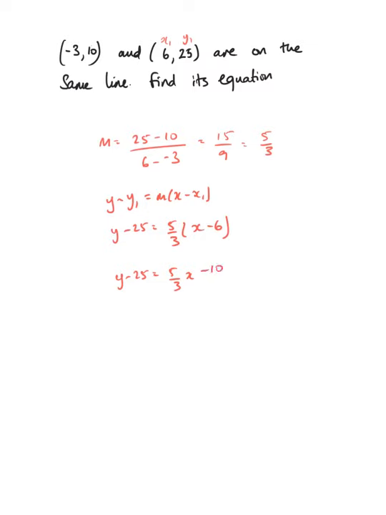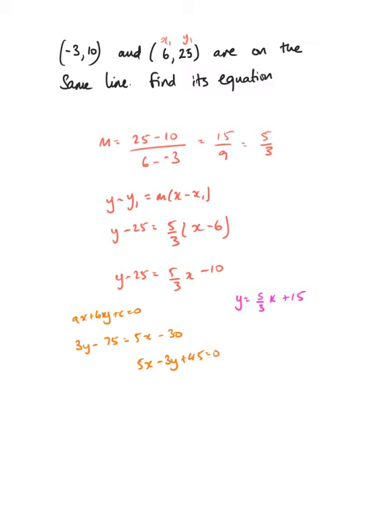If I wanted to put it into the form y equals mx plus c, of course there's plus 25 to both sides. So y is equal to 5 over 3 x plus 15. And if I wanted to put it into the form ax plus by plus c equals 0, and make sure that everything is an integer, multiply it through by 3 to get 3y minus 75 is equal to 5x minus 30. And we'll just go ahead and rearrange to make it equal to 0. So 5x minus 3y plus 45 equals 0.